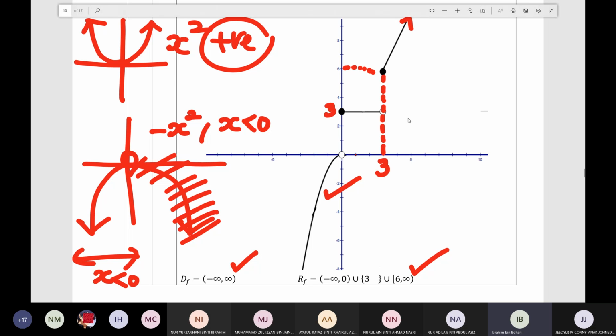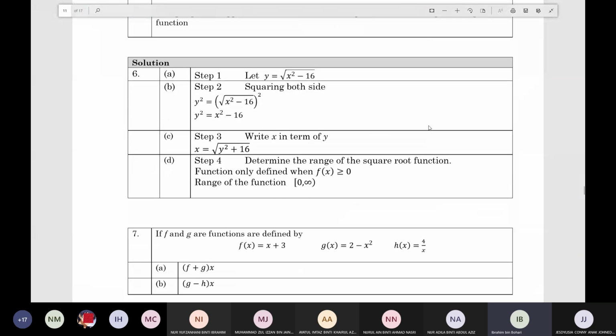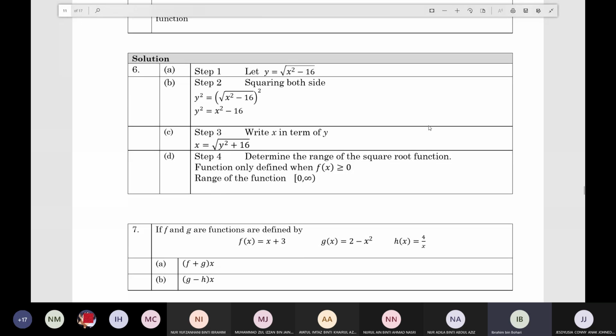Okay, question 5A, question 5B, question 6A. Yang ini you all ambil saja jawapan ini mudah. Yang mudah ni saya bagi jawapan, tak perlu discuss one. Okay, check answer. Write down all the steps to solve the range of the function, using the algebraic approach.